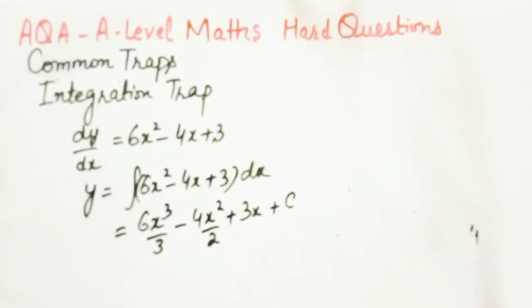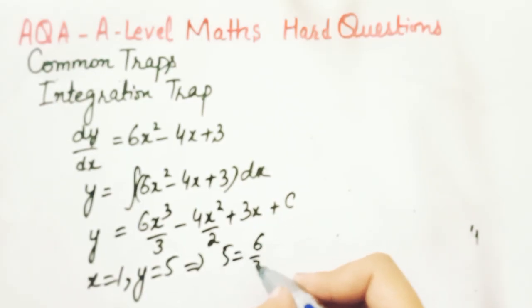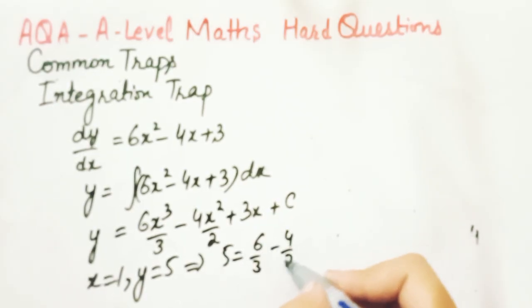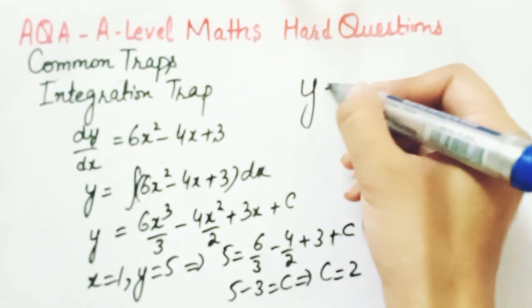What will happen next? Substitute the point, where x equals 1 and y equals 5. So 5 equals 6 by 3 minus 4 by 2 plus 3 plus c. The 2 and 2 are subtracted, so 5 minus 3 gives us c equals 2. So what will be the value of y?